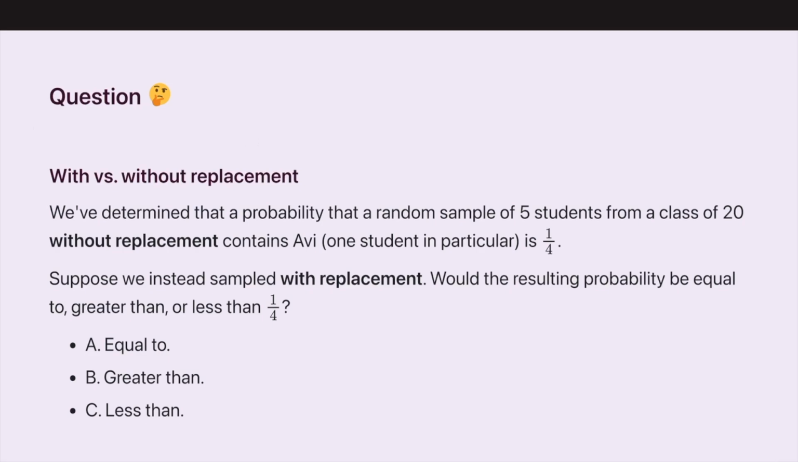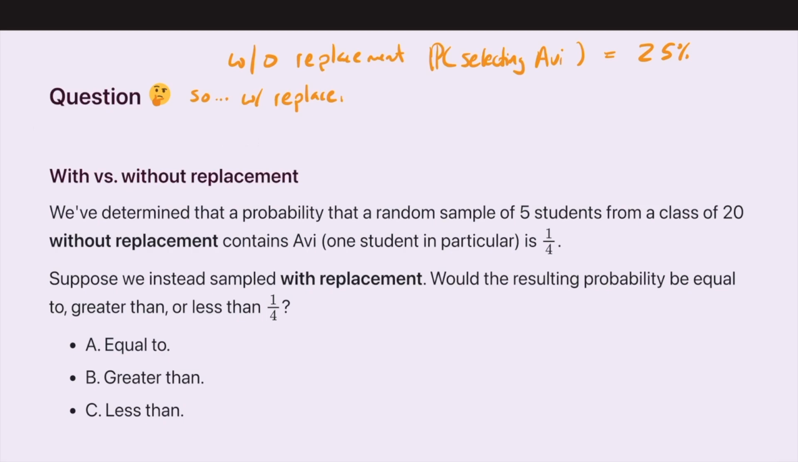So we could say without replacement, the probability of selecting Avi was equal to 25%. So now that we have with replacement, the probability of selecting Avi, what is that going to be?